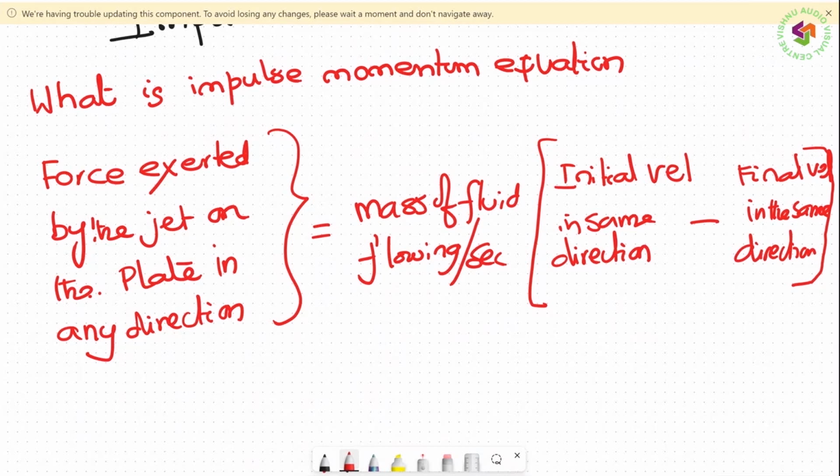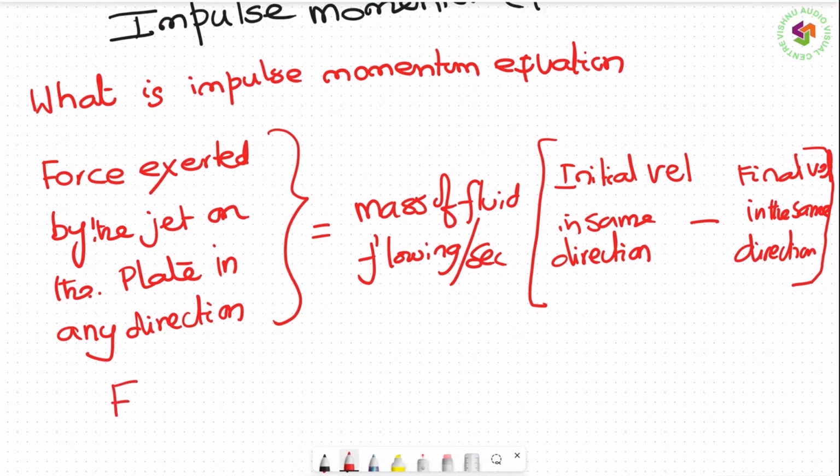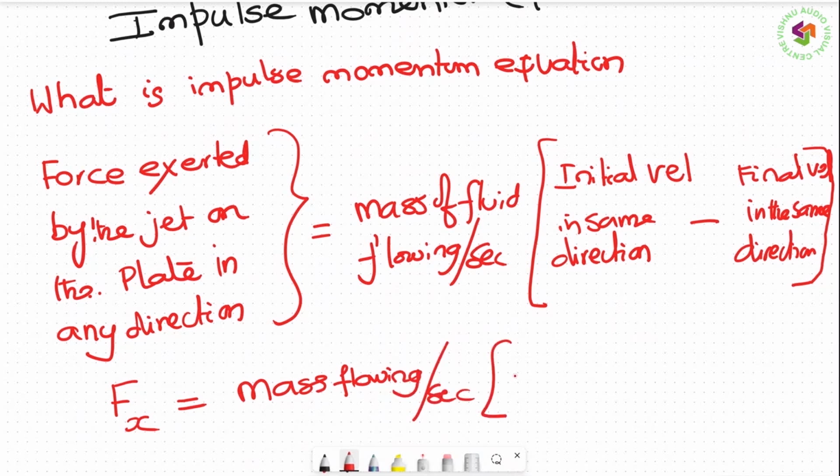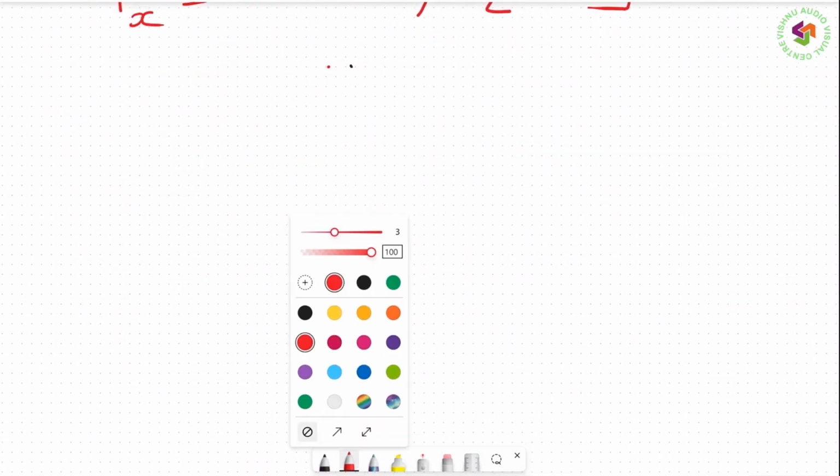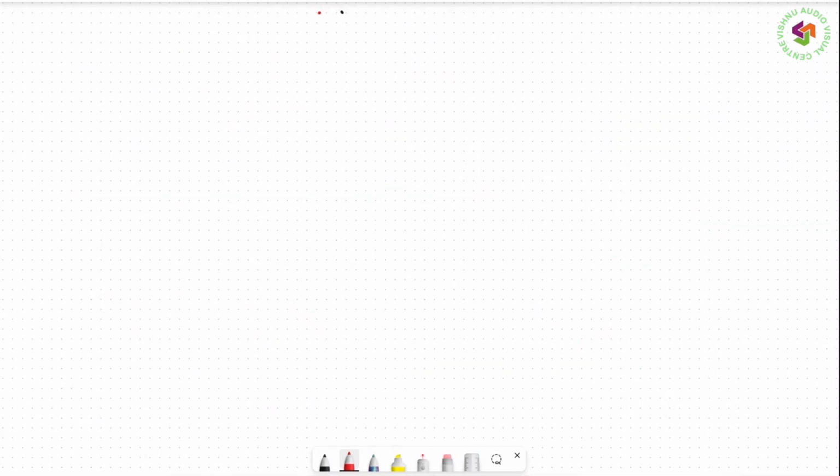So that means the direction is important. If you are taking the force in x direction, it is the mass flowing per second into the initial velocity in the x direction minus final velocity in the x direction. This you should remember. Similarly, the force in the y direction is equal to mass flowing per second into initial velocity in y direction minus final velocity in y direction. This you should remember. So having that in your mind, let us see what are the cases that we will take up in this particular chapter.